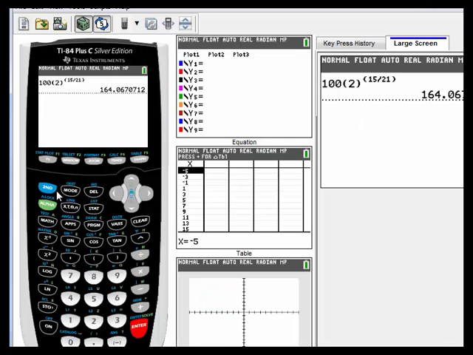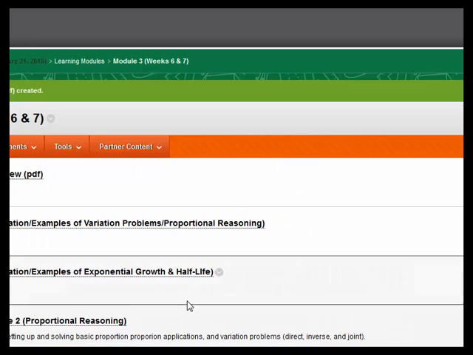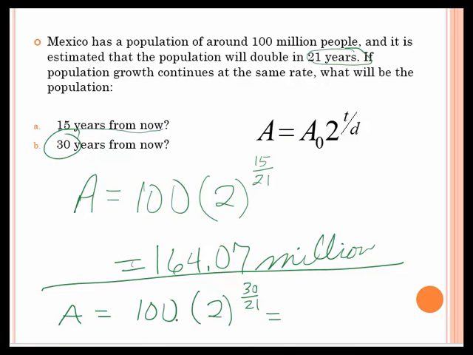I don't know if you know you could do this with your graphing calculators, but you can hit second, enter, and that brings up your last entry. And now I'm going to edit that last entry and just change this 15 to a 30. And we have about 269.2 million people in about 30 years. So those are the predictions for the population of Mexico if the doubling rate stayed at 21 years.